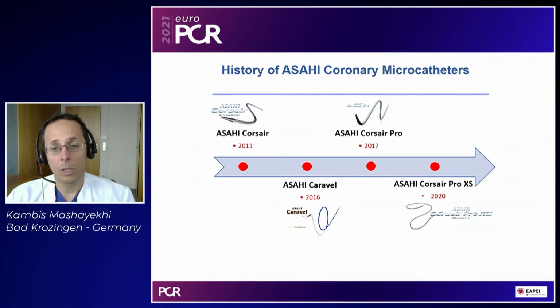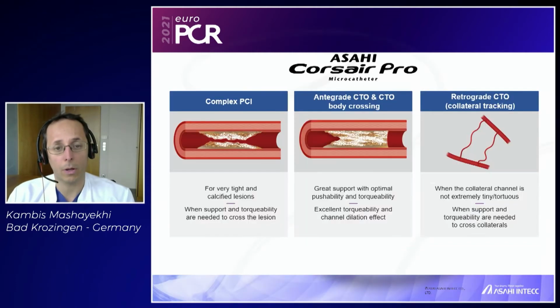And last but not least, last year the Corsair Pro XS was launched. Now we'll focus a little bit on this microcatheter. When you think about the standard microcatheter, which is the Corsair Pro, you can actually use it for complex PCI, in very tight calcified lesions, whenever you need really big support.